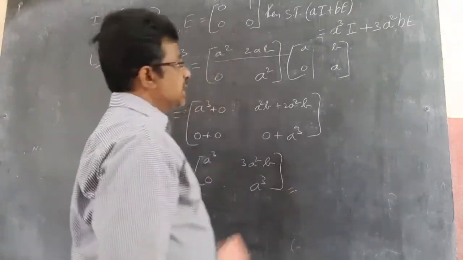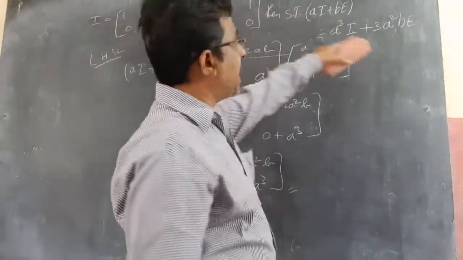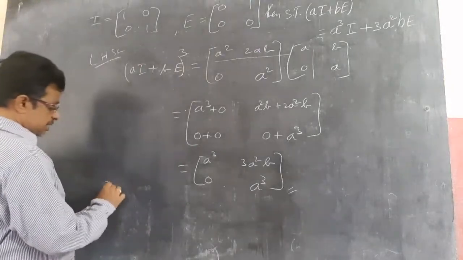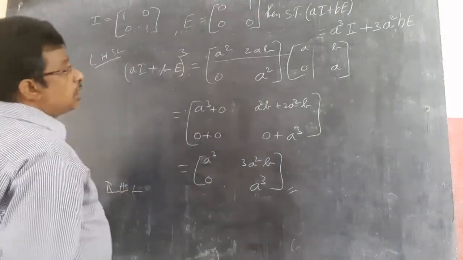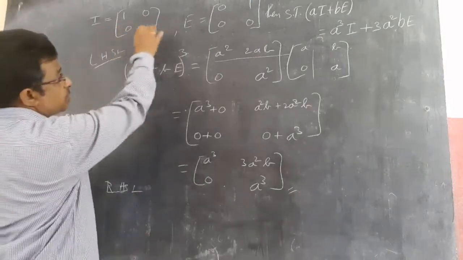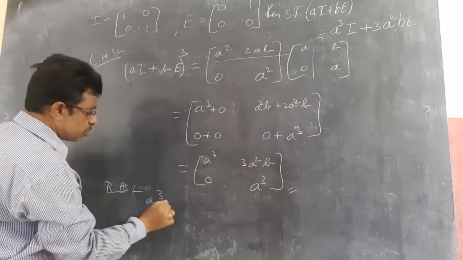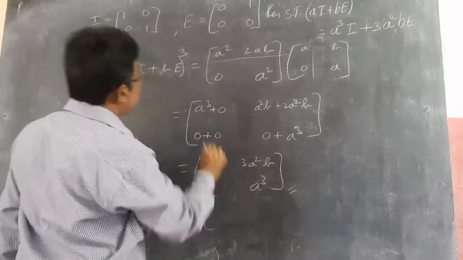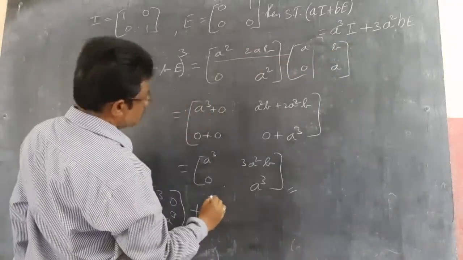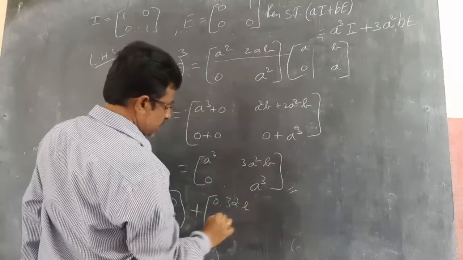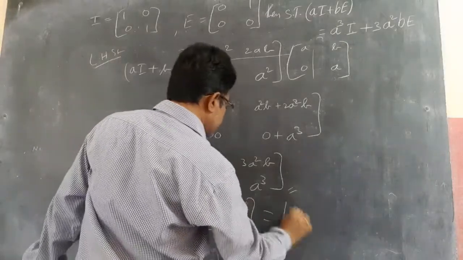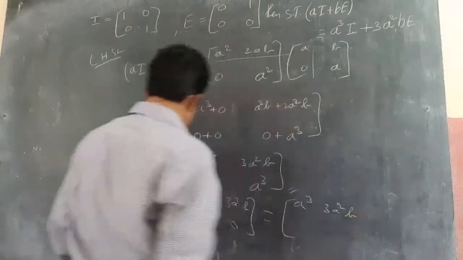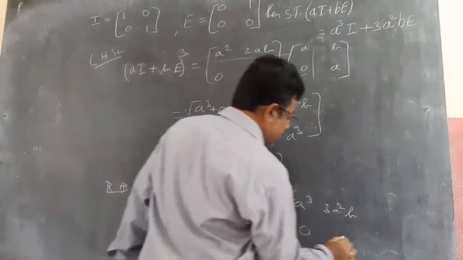Now for the RHS, simply multiply I with a cube, then add 3a square b with E. So the RHS is one step. a cube I means multiplying I with a cube, which becomes [a cube, 0; 0, a cube], plus multiplying b with 3a square E gives [0, 3a square b; 0, 0]. Adding together: a cube plus 0, a cube; 0 plus 3a square b, 3a square b; 0 plus 0, 0; a cube plus 0, a cube.